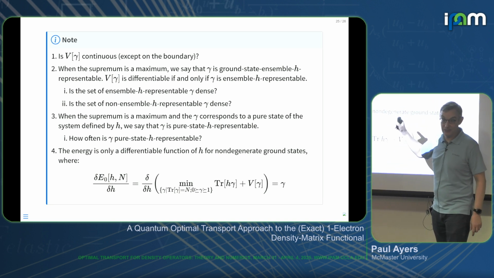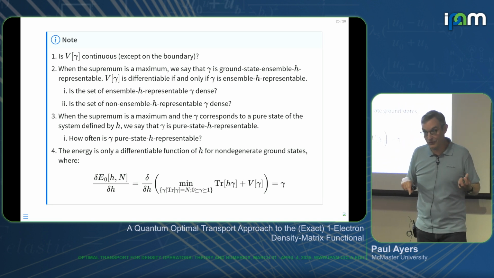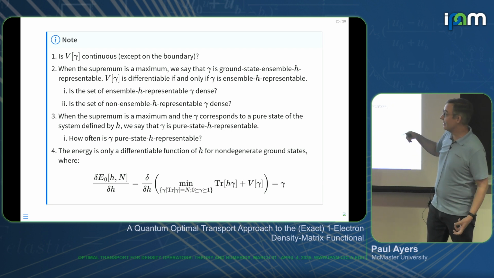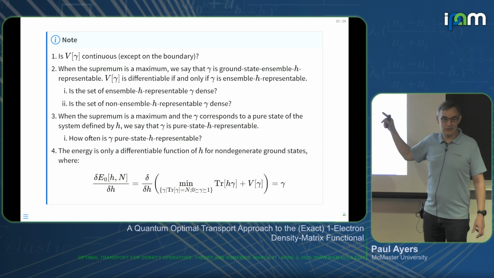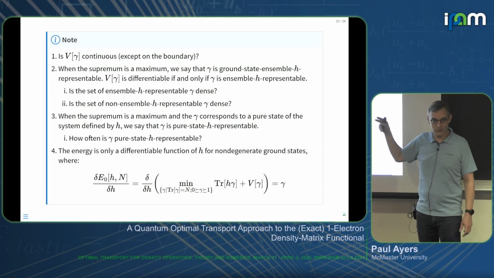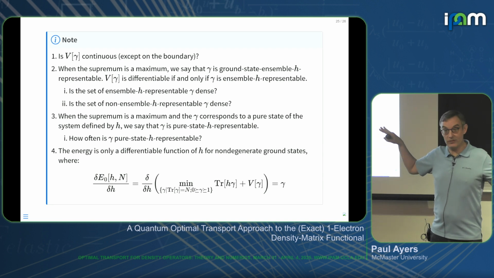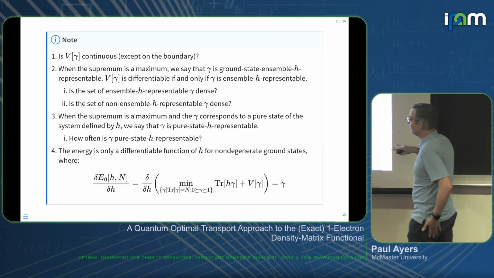In DFT, we also believe the set of things that don't come from a Hamiltonian at all, so the non-ensemble V-representable ones, we believe that's also dense. Is that also true here, or is it not true here? And these are questions that might well have very different answers in the finite basis set case and the infinite basis set case. They do in DFT, right? These are very different questions in DFT, right?